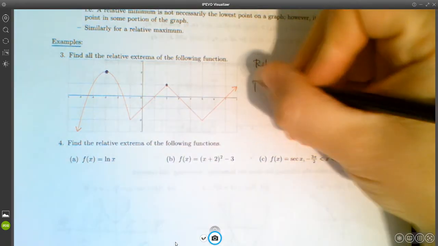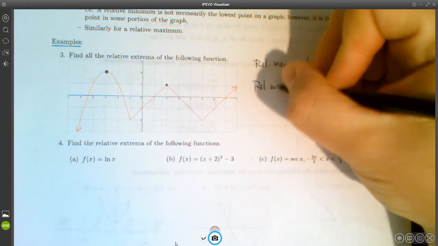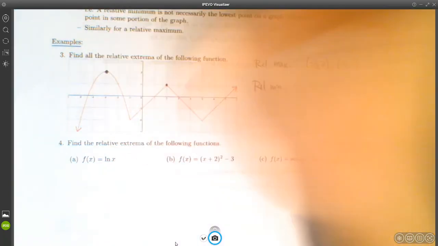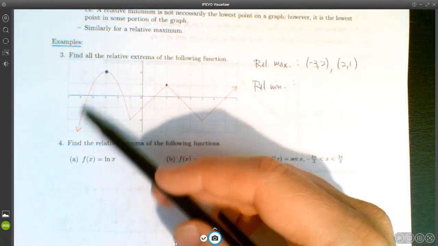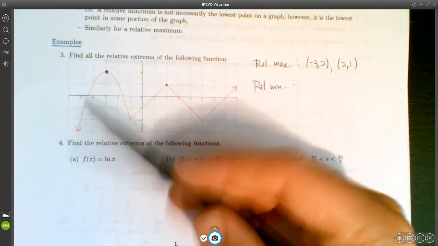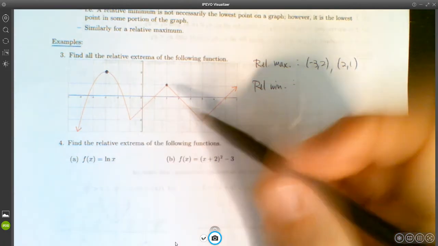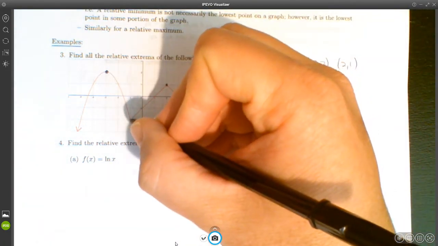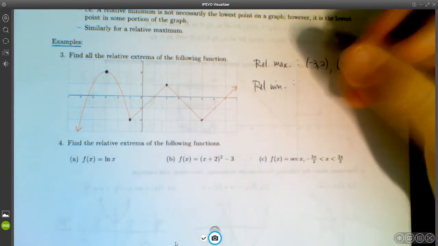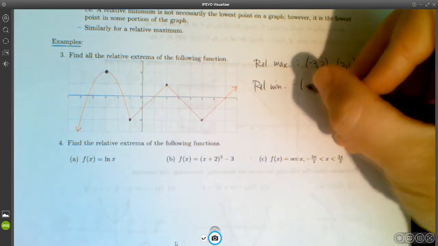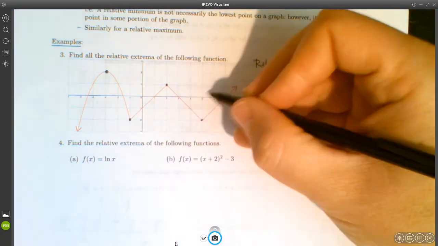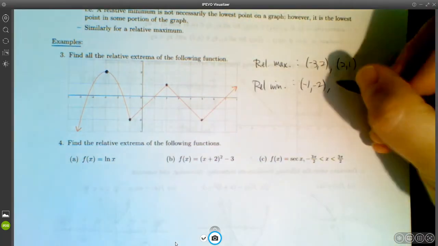Okay, relative minima. Well, notice that we don't have an absolute minimum because this is going to go on and on forever in the negative direction. So it's not going to have a smallest value overall, but it does have some relative small values like this one and this one. Those are both relative minima. So the relative minima would be the points -1, -2, and 5, -2.